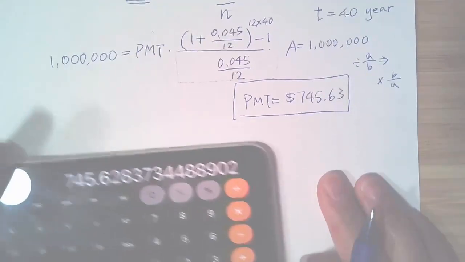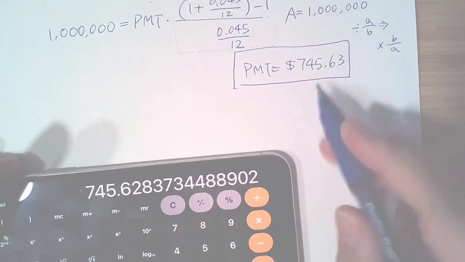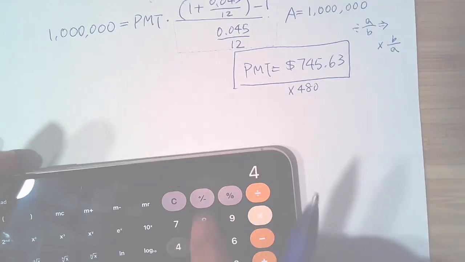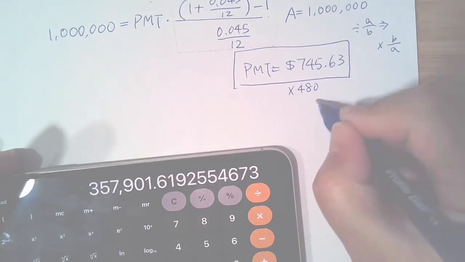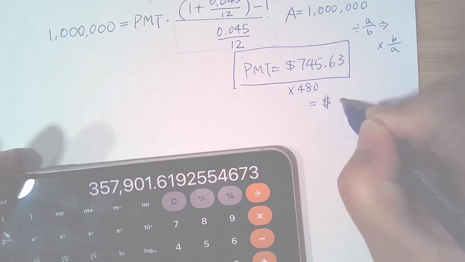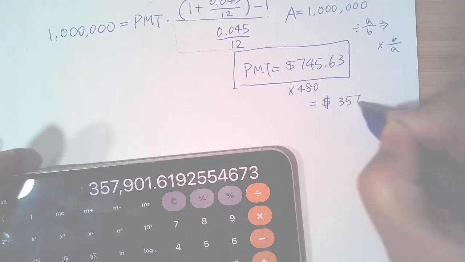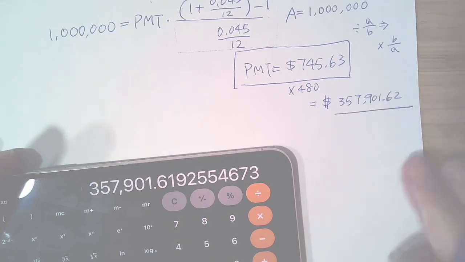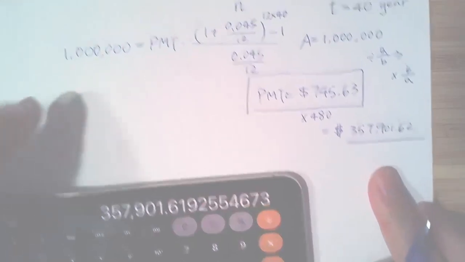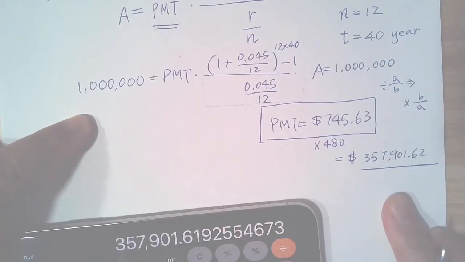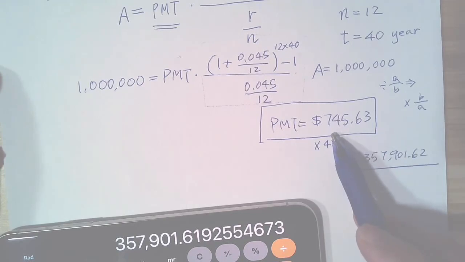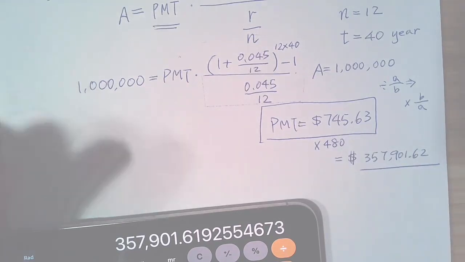And you are making this payment every month, and you use this multiplied by 480. Let's see how much you end up putting in the bank. So you have $357,901.62. Okay, so you put in this much in the bank, and the bank will give you $1 million when you retire. So it sounds good, right? So that's why the young people wouldn't believe that, because they think, oh, I have to put $700, but you want $1 million, which is good.